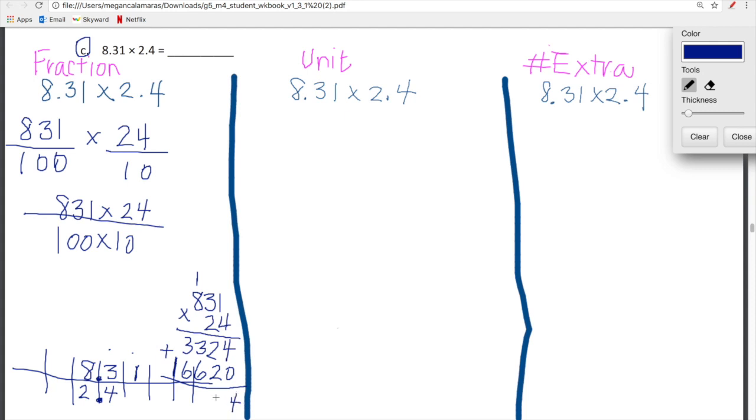Now we just need to add them up. 4. We have 4. We have a 9. We have a 9. We have a 1. A lot of numbers. We have a 1, 9, 9, 4, 4. Okay, and then 100 times 10.